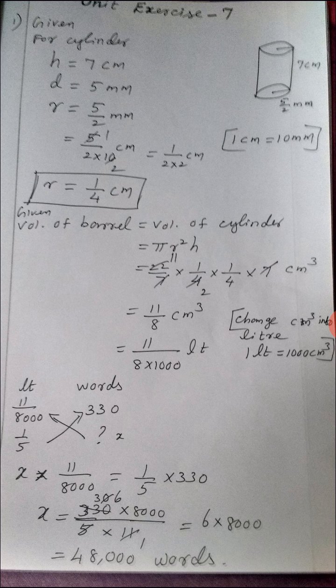Now cancel 11 table and 330. That is 30 times. Then 5 and 30 is 6 times 5 table. So the remaining numbers are 6 into 8000. 6 into 8000, 6 8s are 48 followed by 3 zeros. So that 1/5 of bottle of ink is used to write 48,000 words. This is the answer. Okay, that is used to write 48,000 words. Thank you.